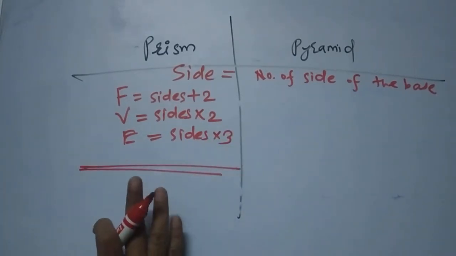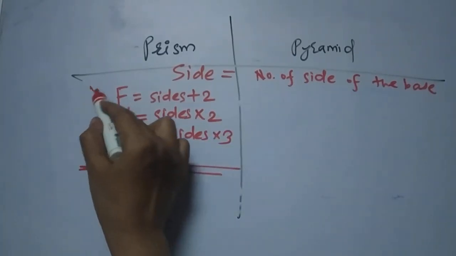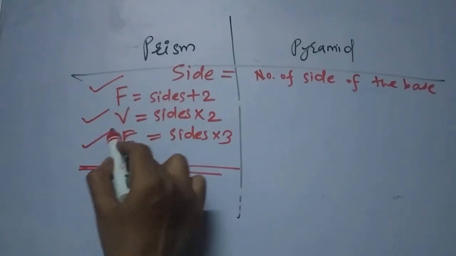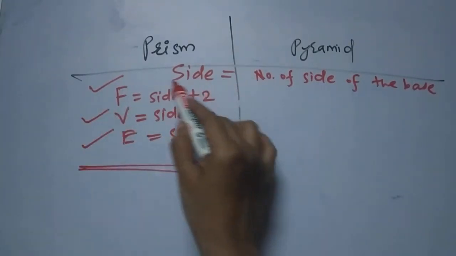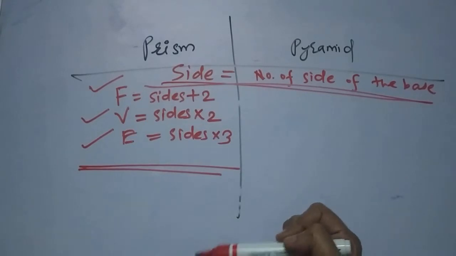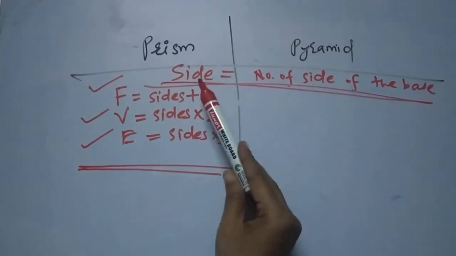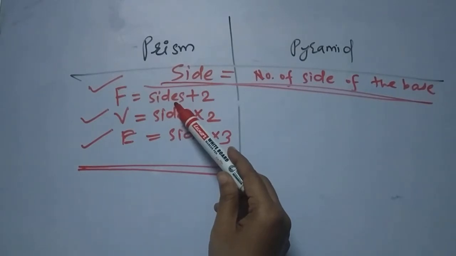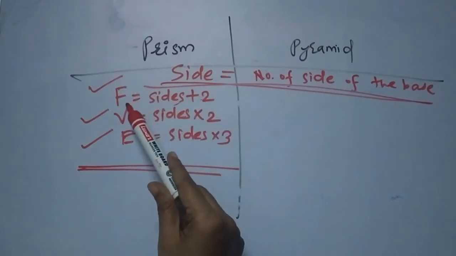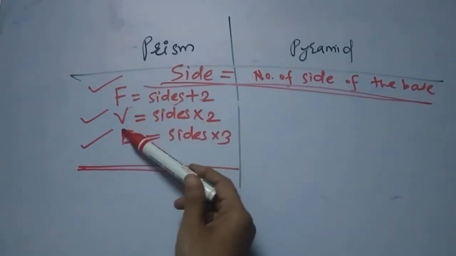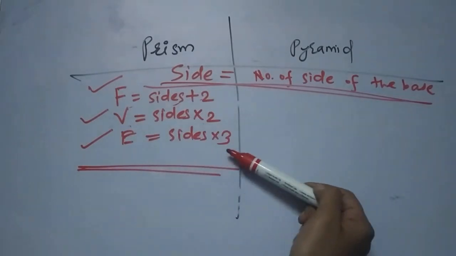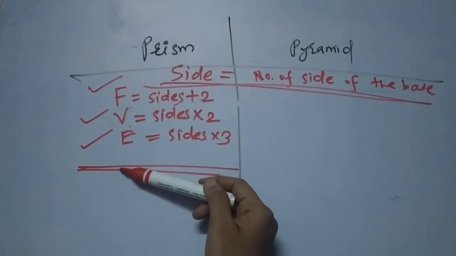So in a prism, if you want to find the number of faces, number of vertices, number of edges, then simply you have to first find the side. Okay, you have to find out the number of sides of the base. Once you get the sides, then do plus 2, you will get the faces. Multiply by 2, you will get the vertices. Sides multiply by 3, you will get the edges.